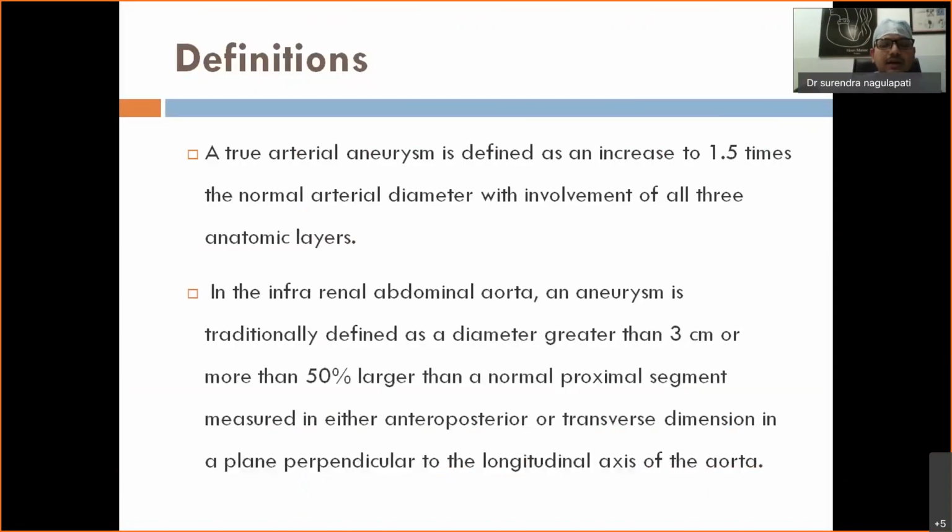As per definition, a true arterial aneurysm is defined as an increase to 1.5 times the normal arterial diameter with involvement of all three anatomic layers. In the infrarenal abdominal aorta, an aneurysm is traditionally defined as a diameter greater than 3 centimeters or more than 50% larger than the proximal arterial segment, measured in either AP or transverse dimension in a plane perpendicular to the longitudinal axis of the aorta.